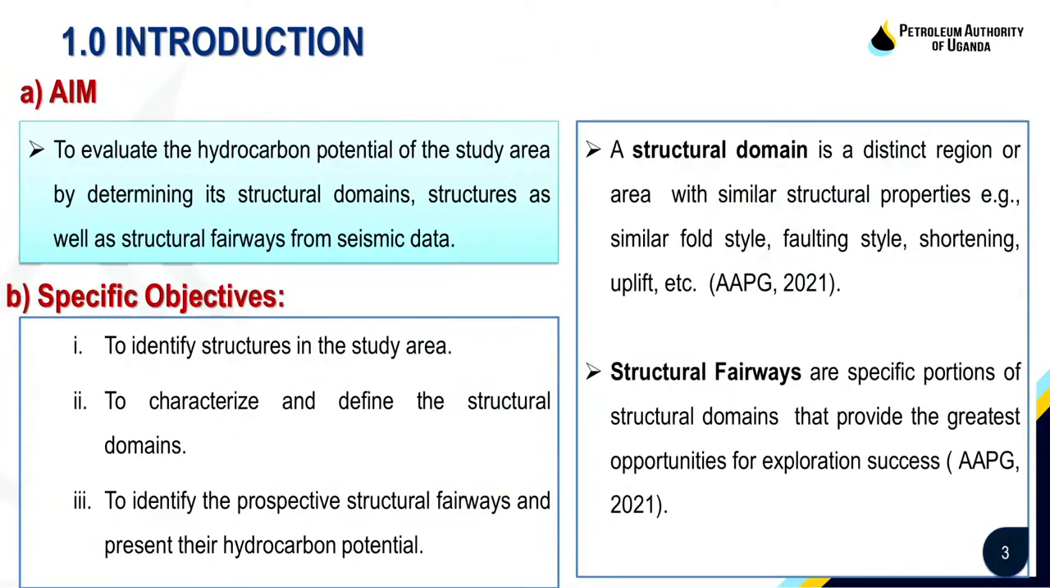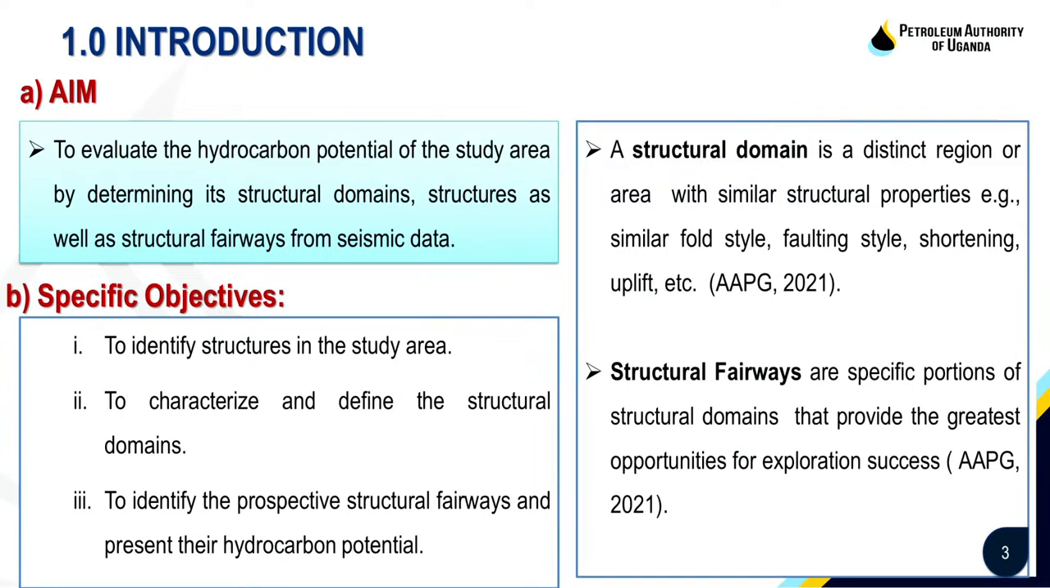The objective of this study was to evaluate the hydrocarbon potential of this basin by determining the structural domains and structures, as well as the structural fairways from seismic data. The specific objectives of the study are, first, to identify the structures in the study area. Here we are looking at the potential structures of the key elements of the petroleum system: the traps, the source rocks, the migration pathways, the seals. If you have your basin and it is not sealed, you end up collecting nothing, so we need to evaluate these structures.